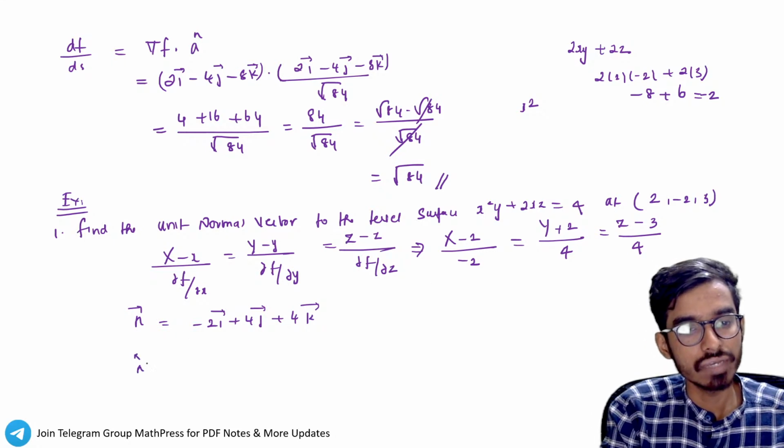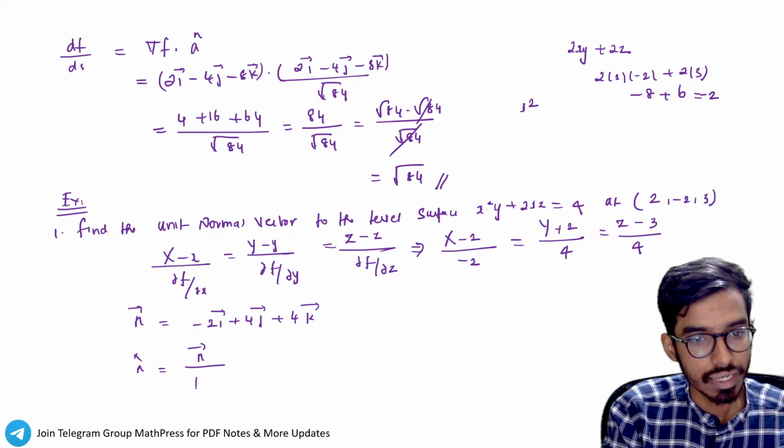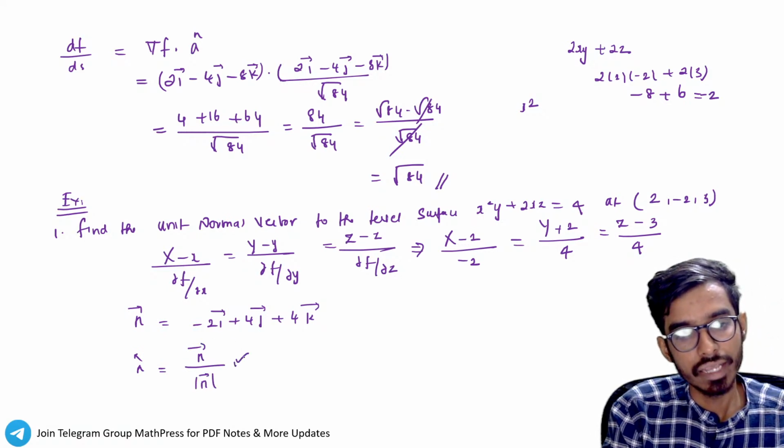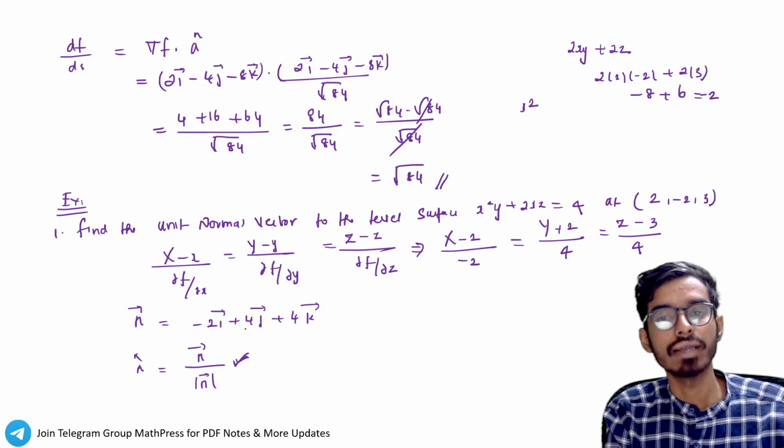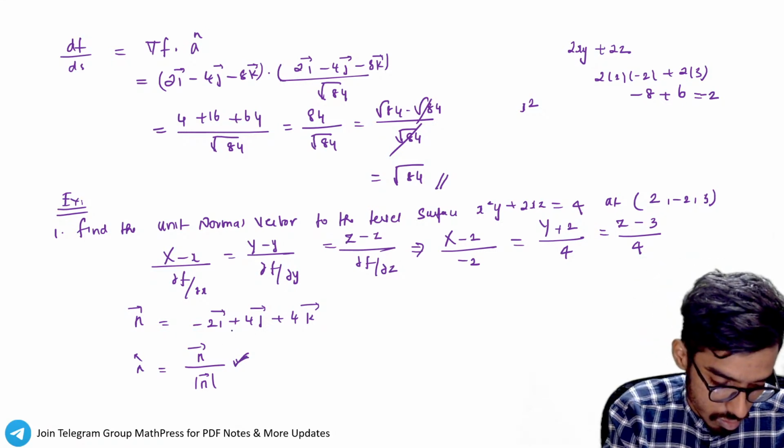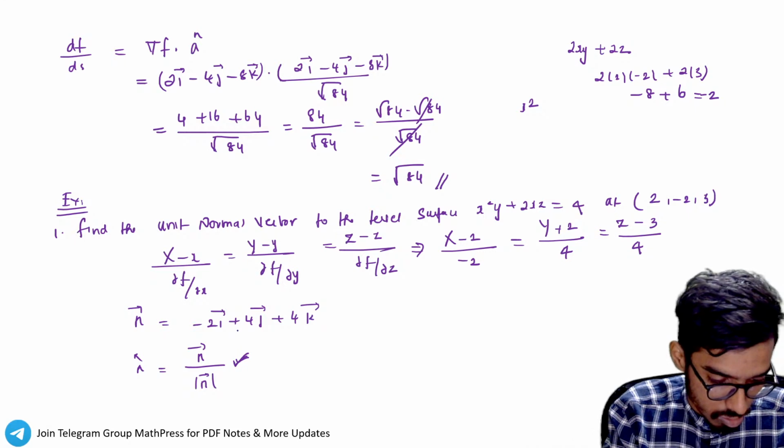Now you normalize this vector. So n vector divided by the modulus of n vector, and you'll get the answer. So this is our n vector, and you normalize this vector. So that's it, we have completed this subtopic.